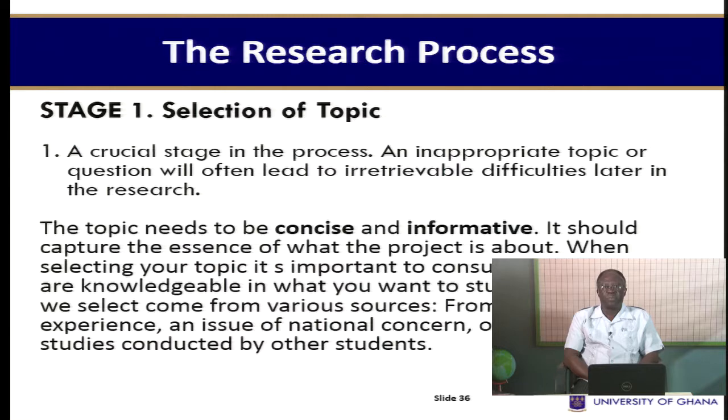Stage 1, that is selection of the topic. This is a crucial stage in the research process. The topic needs to be concise and informative. It should cover the essence of what the project seeks to achieve.